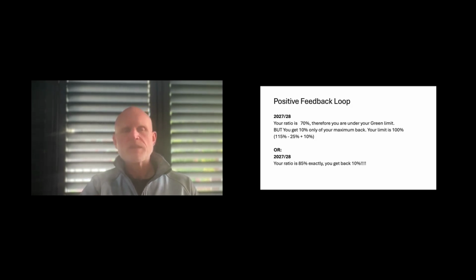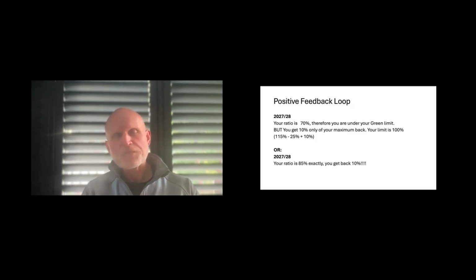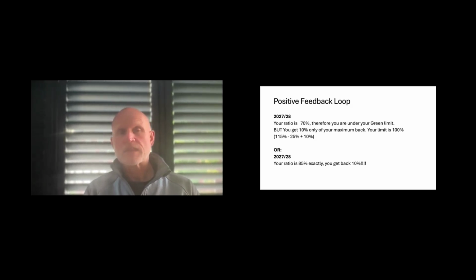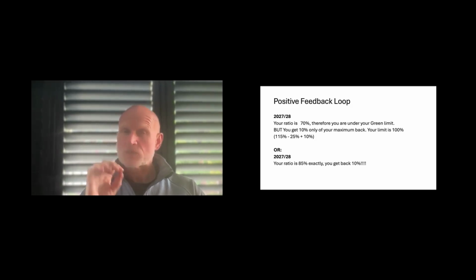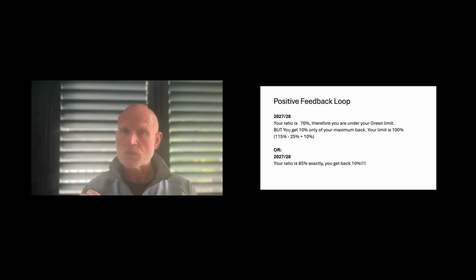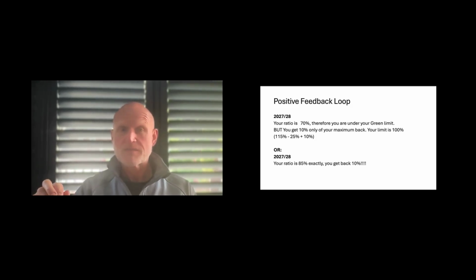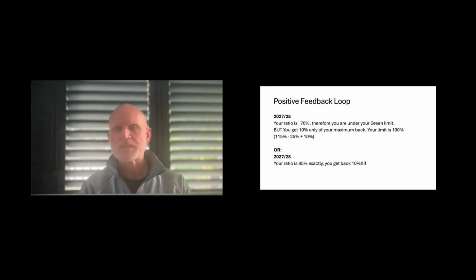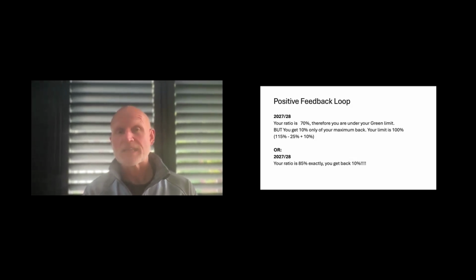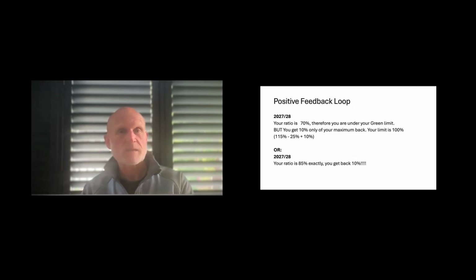Okay. And the other odd part of this rule is this. If in 27-28, instead of your ratio being 70%, it was actually 85%, so you were bang on, so you met the rules, you would still get 10% back. So what was the point of being so cautious and careful in 27-28? You might as well have gone right to the 85% limit. You would have still got 10% reinstated.